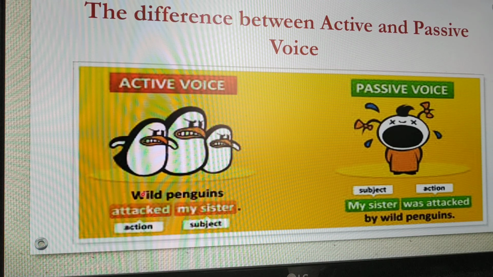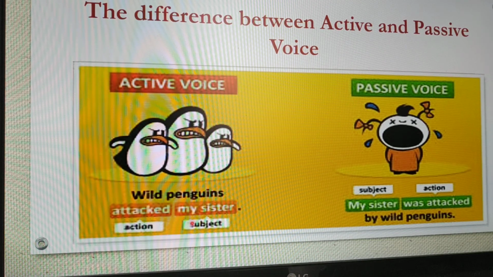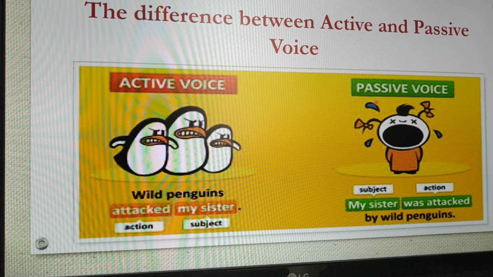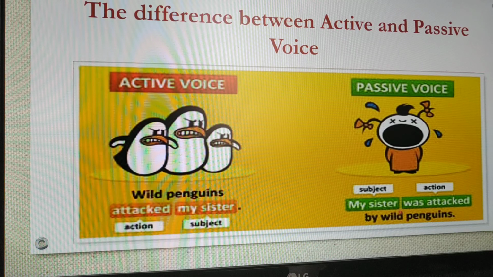Let's recall the difference. We use active voice in the situation when we perform the action. For example, wild penguins attacked my sister. We use passive voice when the action is performed on us. For example, my sister was attacked by wild penguins.